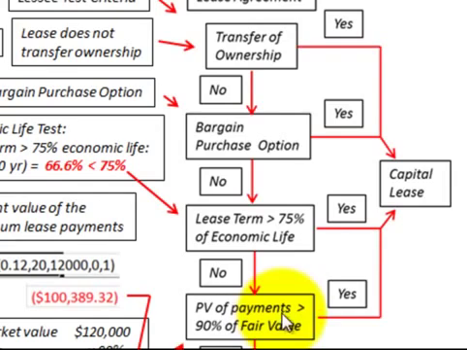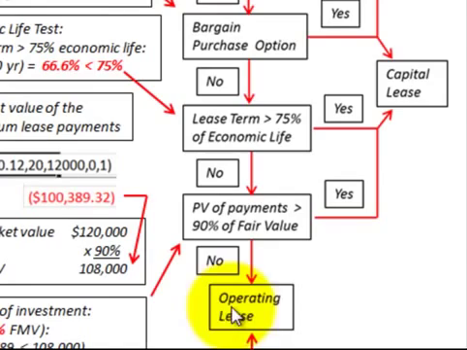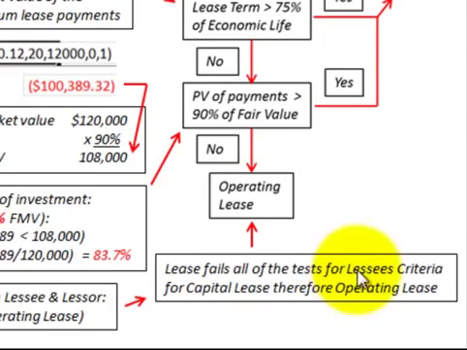And if we can answer yes to any one or more of those four tests, it would be classified as a capital lease for the lessee. Otherwise, it would be classified as an operating lease if you fail all of these tests. And again, if the lease fails all of the criteria for determining whether it's a capital lease for the lessee, then it would be classified as an operating lease.